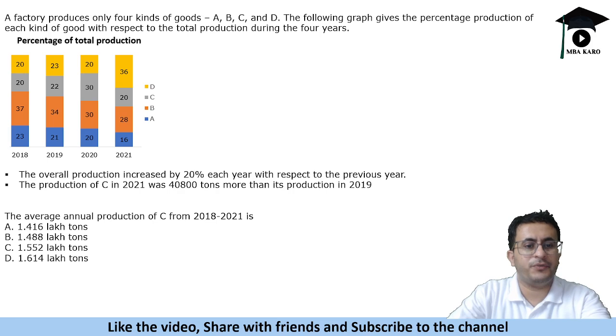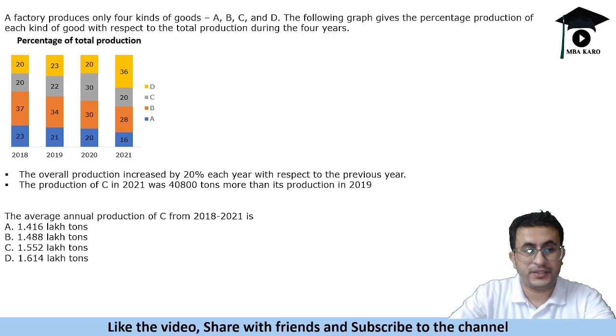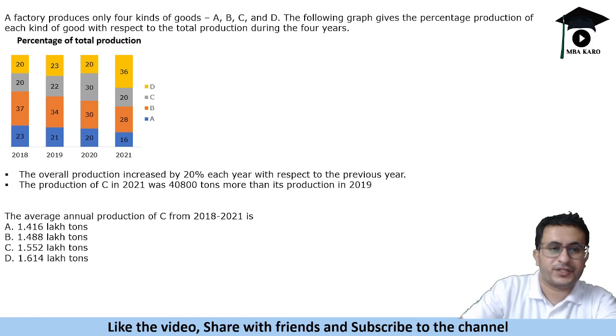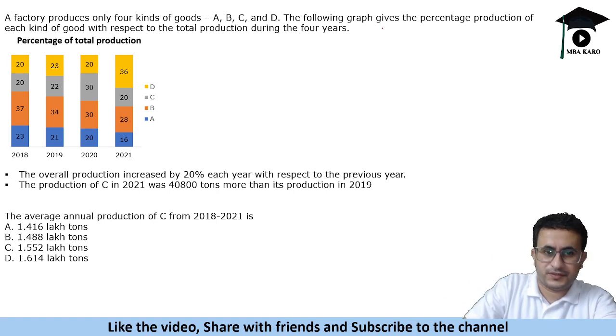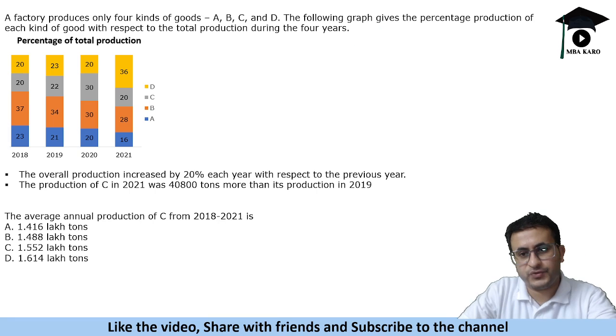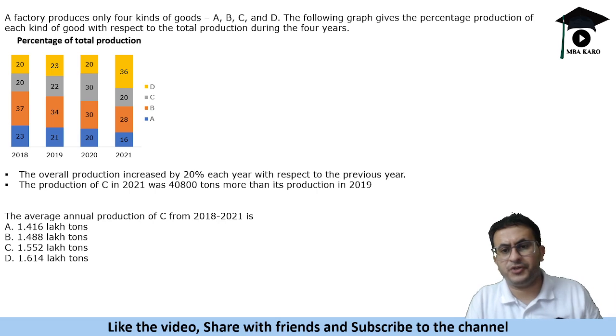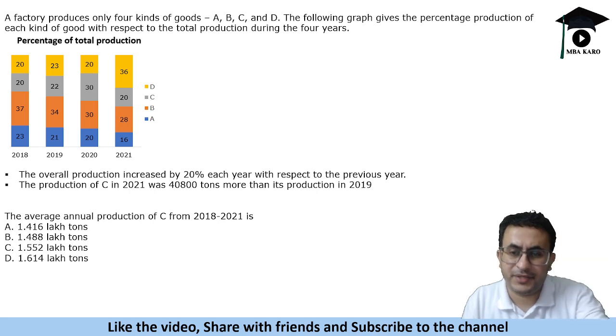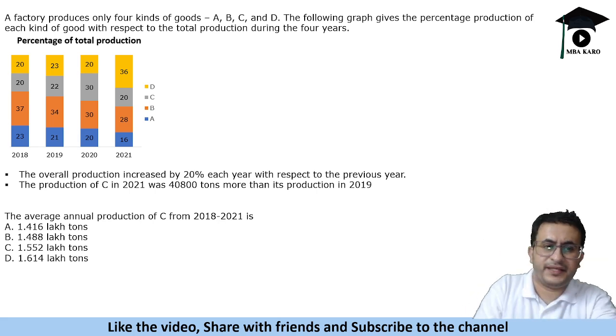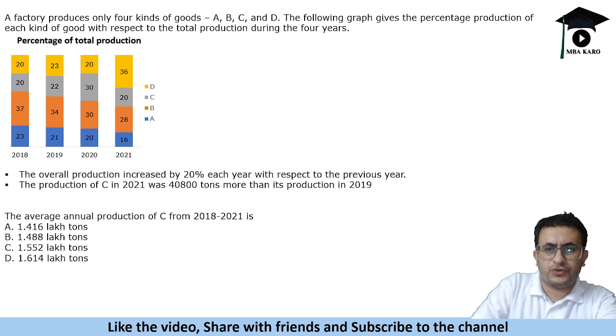The average annual production of C from 2018 to 2021 is, so we need to find the average annual production of C in this range. Okay, so let's find it. In this we will have to find the actual value. Why? Because we are asked for the actual value. If it was percentage or ratio, we could take any suitable calculation friendly value, but here we will have to find the actual value. So we said that 125x and into 4000.